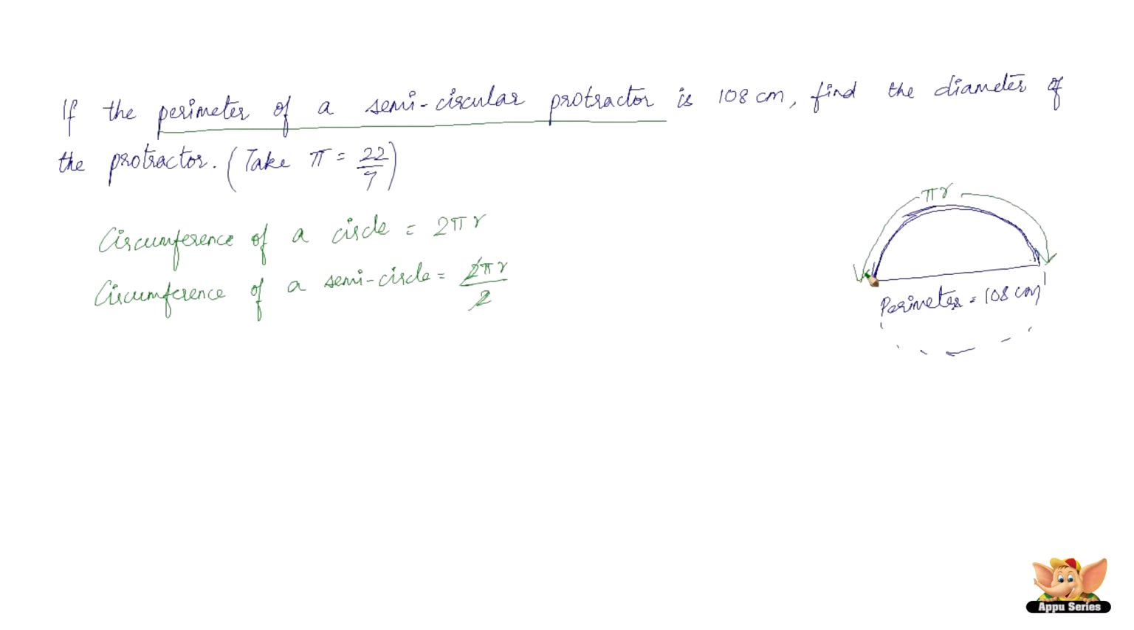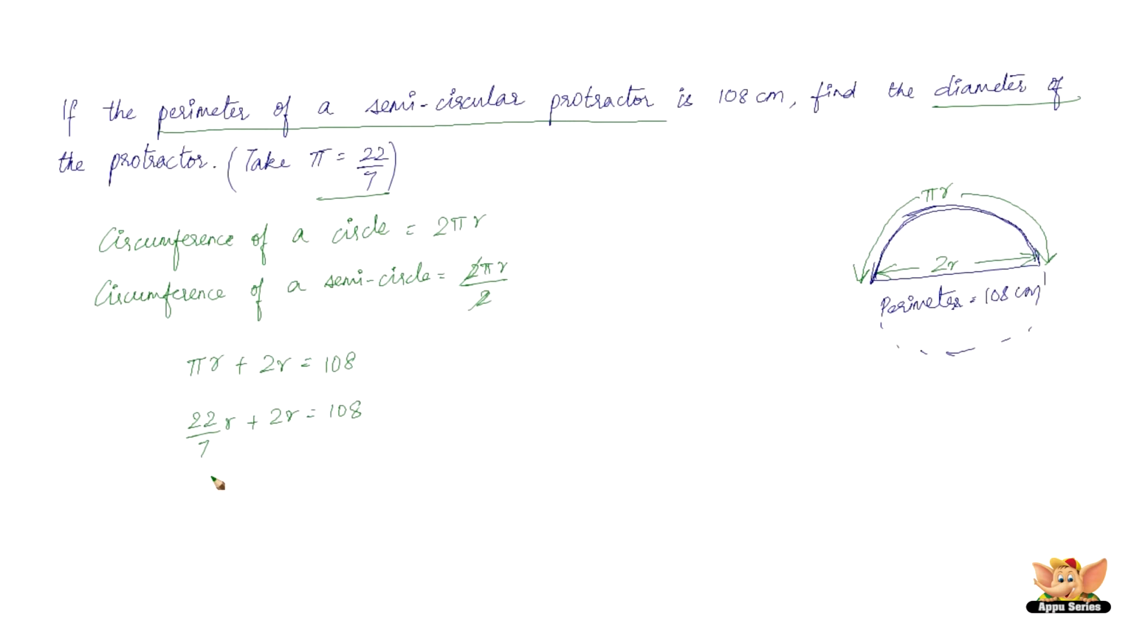So this curved part is pi r. What is this? This is the diameter, or this is 2 times r. This one is 2 times r. So we've got pi r plus 2r equal to 108 centimeters. So all we have to do is find r, and that's all. Find r and double the r, you get the diameter of the protractor, right? So let's take pi as 22 by 7 as said in the question. So 22 by 7 times r plus 2 times r gives you 108.